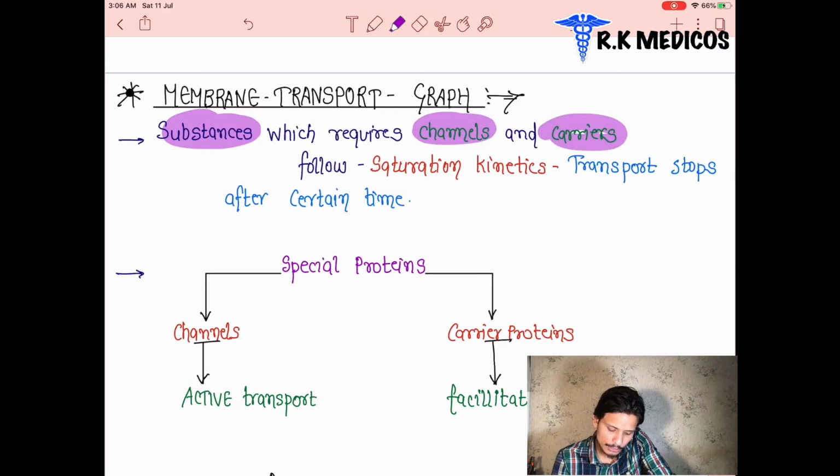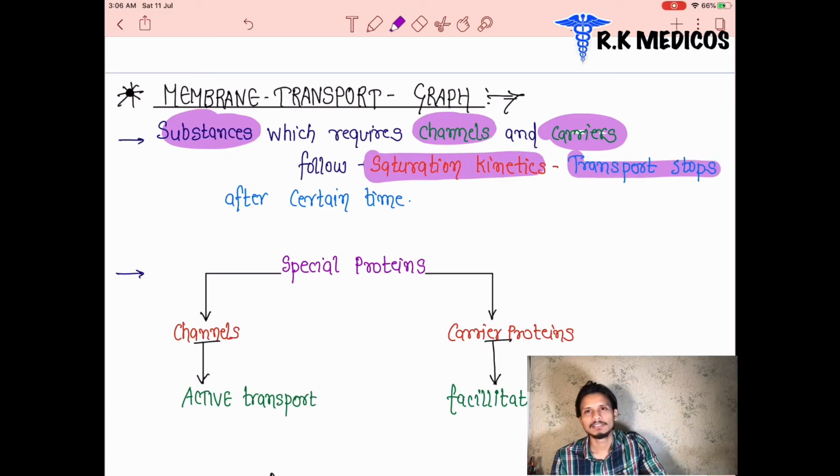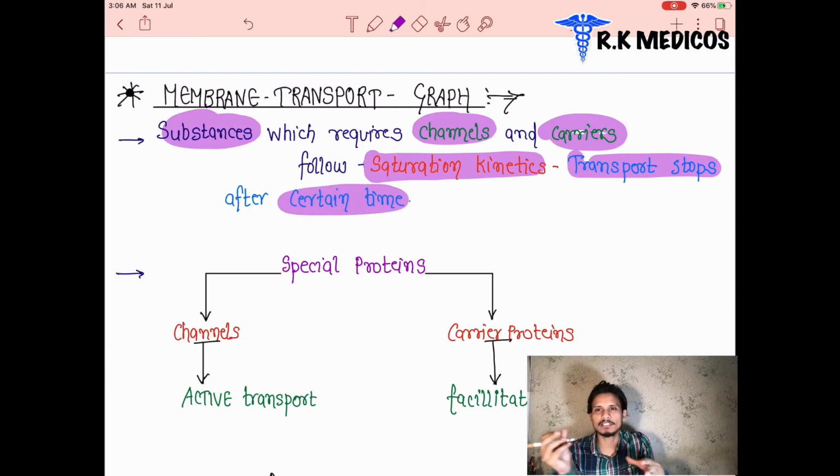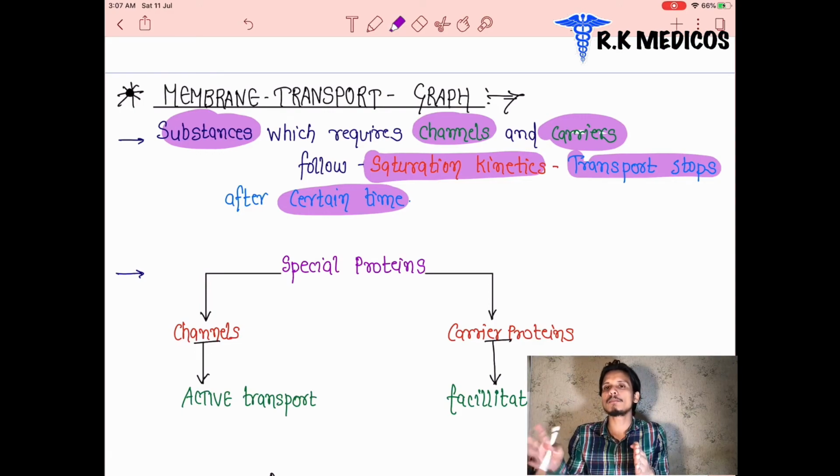They follow saturation kinetics. Kinetics basically means that transportation stops at a certain point. Suppose this is the barrier, and some molecules get transported inside the cell. But after some time, suppose the molecule amount increases, yet the carrier proteins through which these molecules are transported are limited.